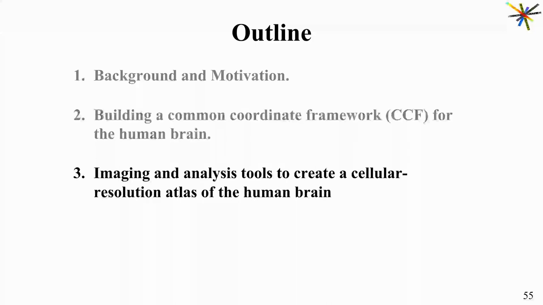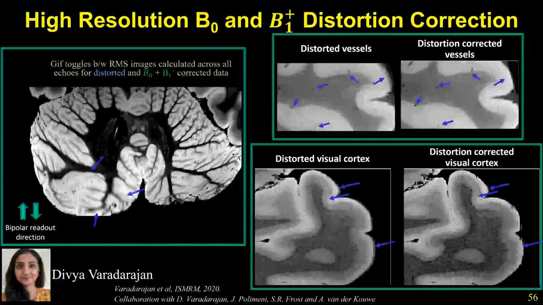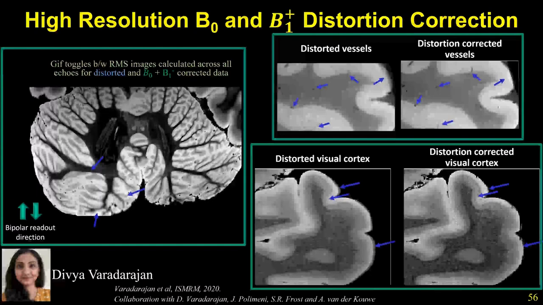Okay, on to imaging and analysis tools. This is Divya's work. Divya worked very hard with us on the ex vivo MRI. We started the ex vivo imaging like 20 years ago, but when Divya came 5 or 6 years ago and we wanted to do a better job at ex vivo MR, I told her that we wanted to get to 150 microns, but we'd settle for 180.